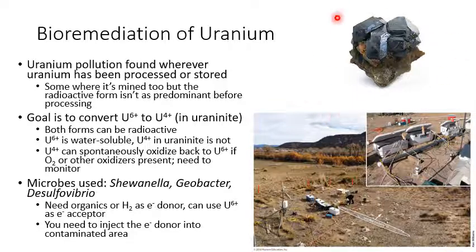In the picture here, this is a sample of the uraninite mineral that you're trying to convert everything to. And here's a site that had uranium pollution in it, and it's being cleaned up in this way. So what they're actually doing is injecting organic electron donors into the ground to be used by these microbes for their metabolism so that they can take up more U6+ as an electron acceptor and convert it to U4+. From these tanks, they actually have the electron donors stored in those tanks or coolers, and they're piping it into the ground.